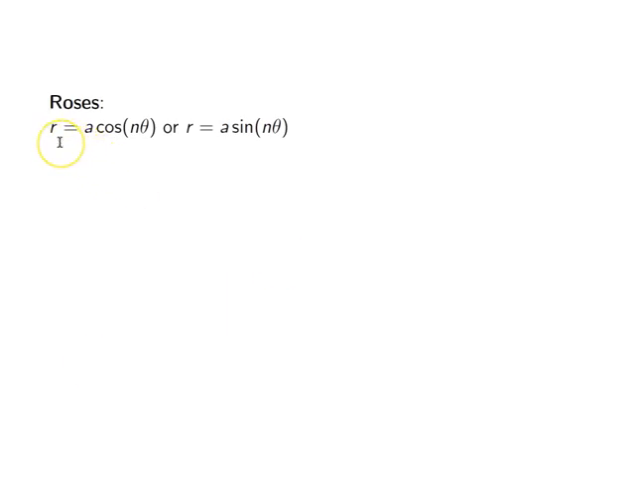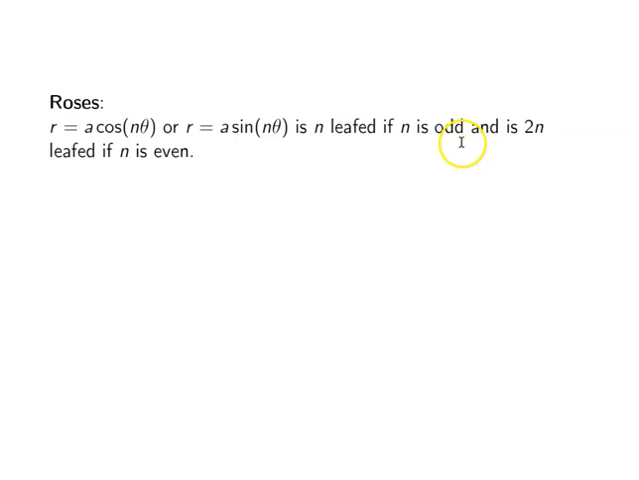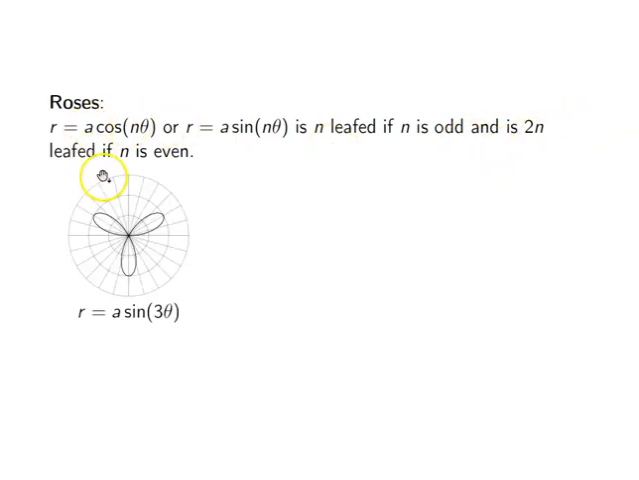So next we'll talk about roses. If our polar function has the form r equals a cosine n theta, so I'm multiplying my angle by something, which we actually saw, right? The first one that we graphed was 3 cosine 2 theta. Or let's say I have a sine n theta. Instead, it's going to be an n-leafed rose if n is odd, or we call it a 2 times n leaf if it's even.